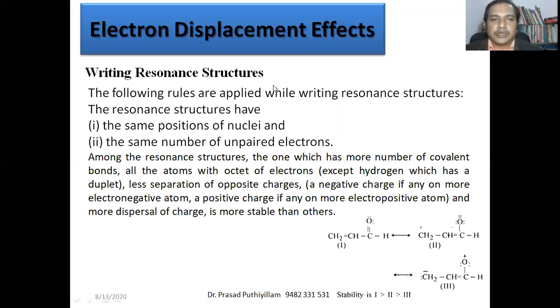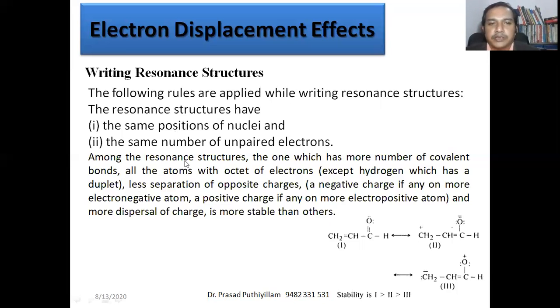So, writing resonance structures. We cannot write resonance structures as we wish. Shifting the electrons wherever possible is not the right way of writing them. While writing resonance structures, we should consider that the position of nuclei should remain the same, and the number of unpaired electrons should also be the same. The total number of unpaired electrons in the molecule should be equal, and the position of nuclei should not be shifted.